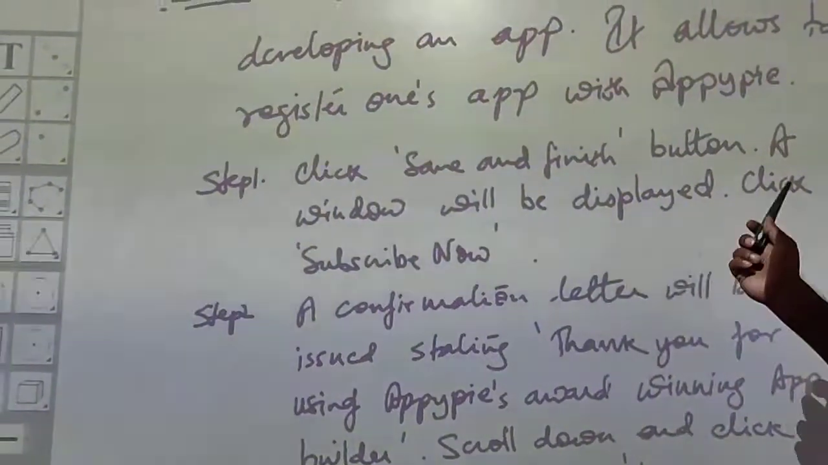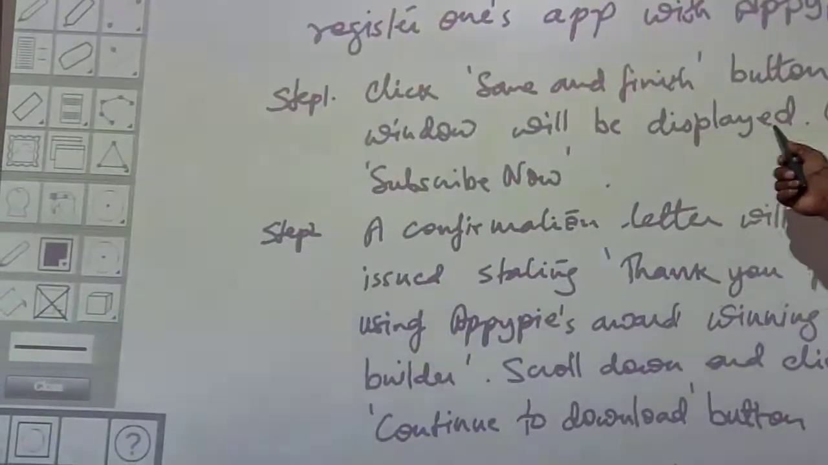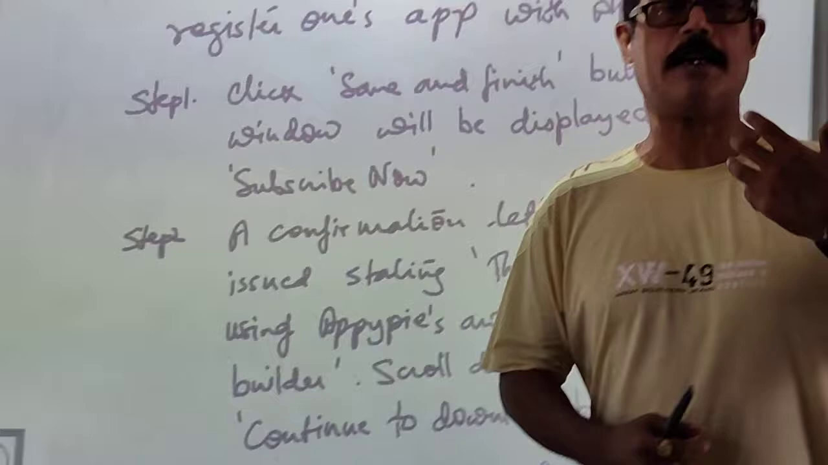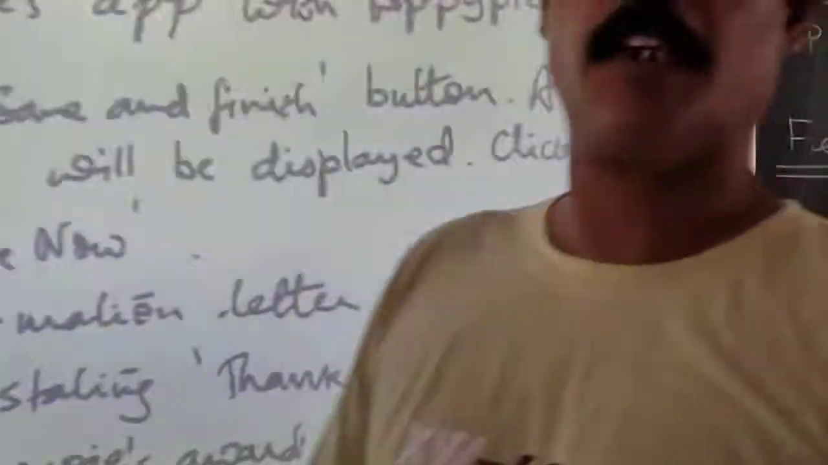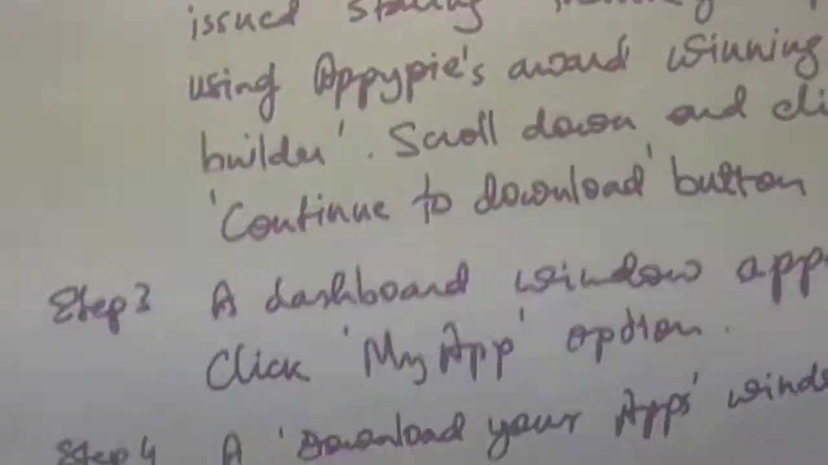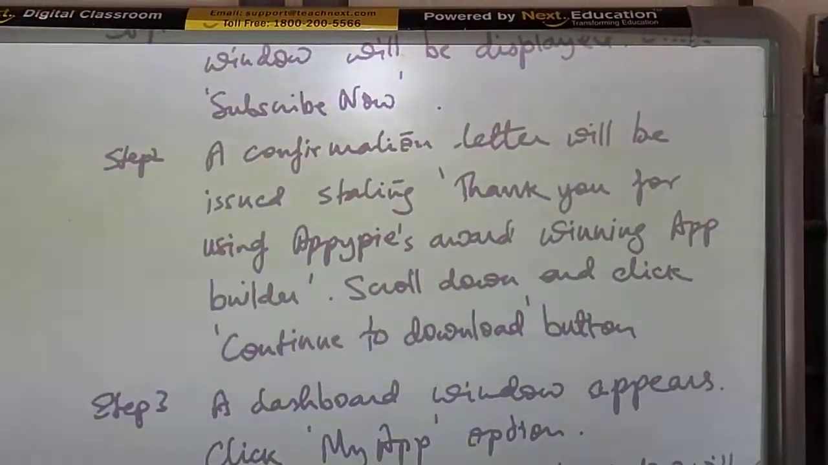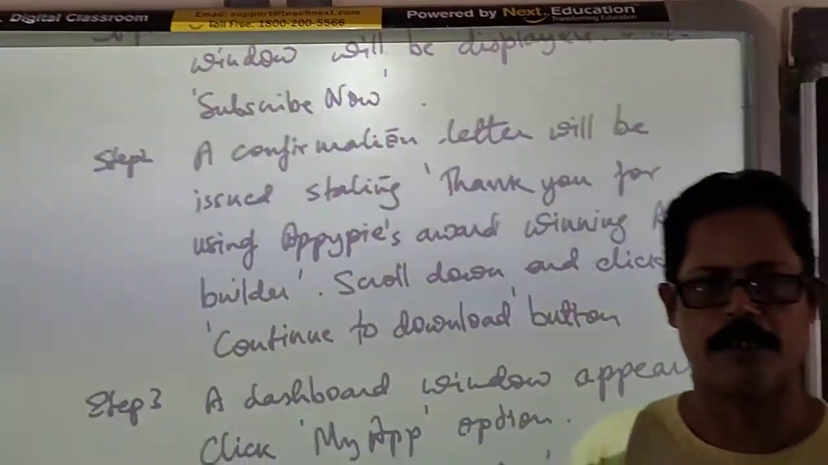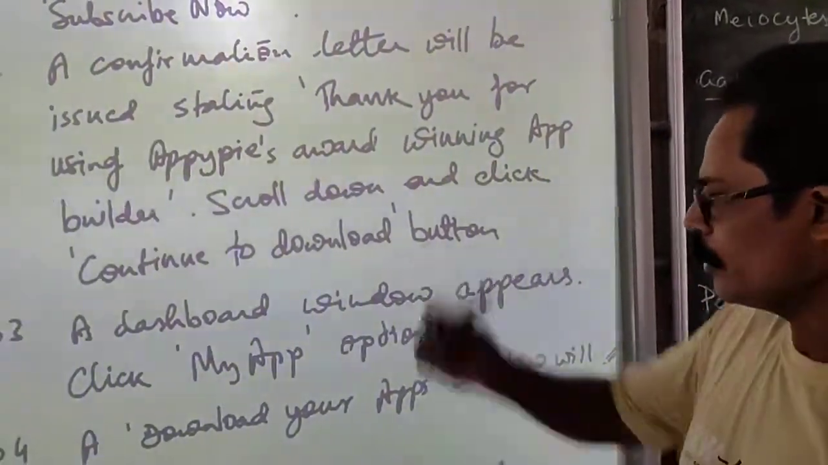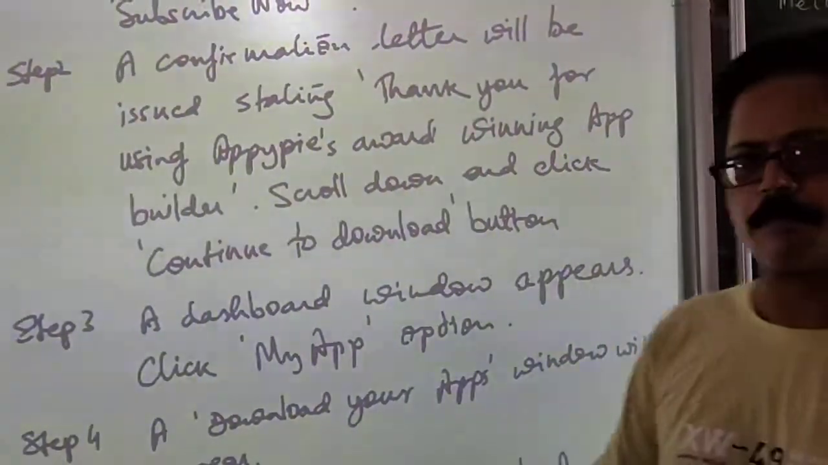In that case, click the Save and Finish button. A window will be displayed. Click Subscribe Now. The moment you click Subscribe Now, you move on further. A confirmation letter will be issued, stating thank you for using Appy's award-winning app builder. This kind of message will be flashed. A confirmation message. Scroll down and click the continue to download button.